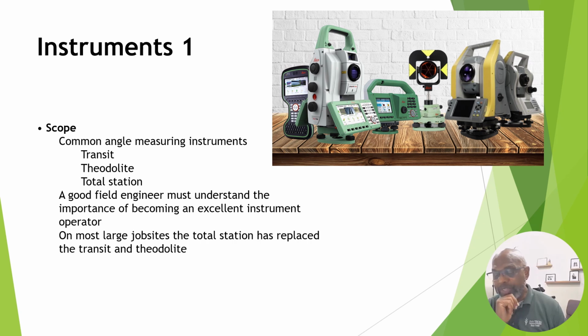when we are measuring things, or let's say we're doing a traverse and they don't add up, the control will not close. The structure will not fit together. Accurate layouts by coordinates will be impossible. So a good field engineer must understand the importance of becoming an excellent operator of angle turning instruments. This section will cover an overview of these various types.